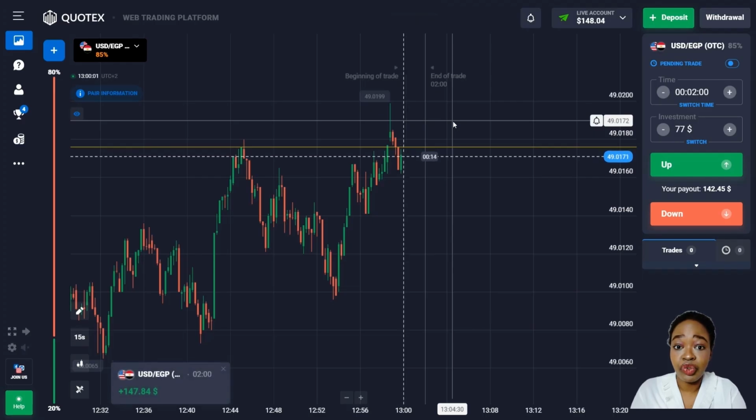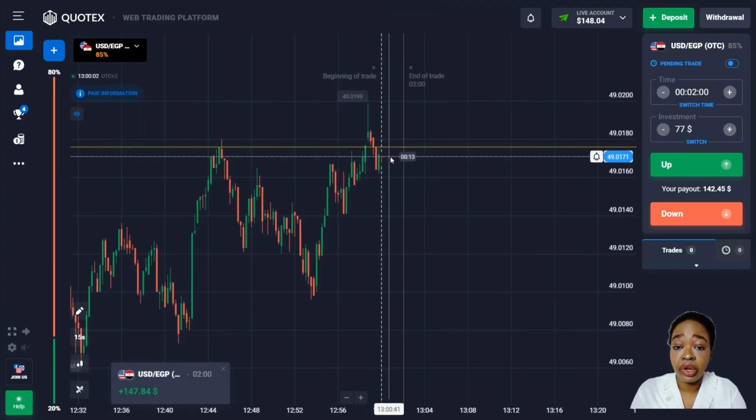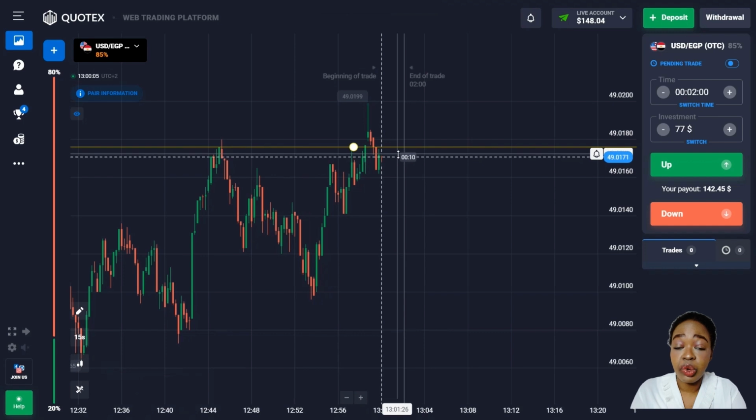So this is awesome friends. As you can see, this trade worked out quite well and the time was quite enough. I was able to make very good profit from this trade. Let me continue and find more situations.